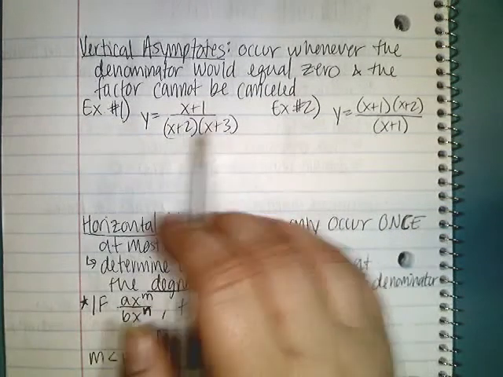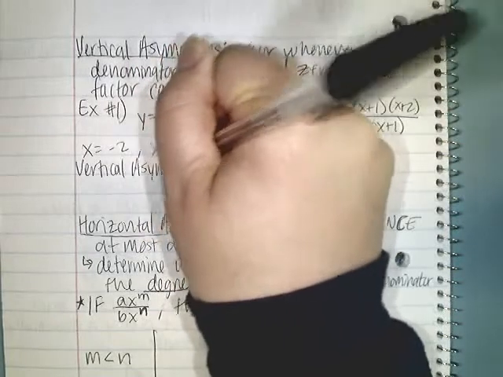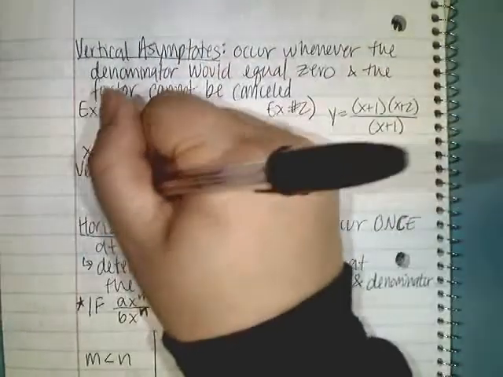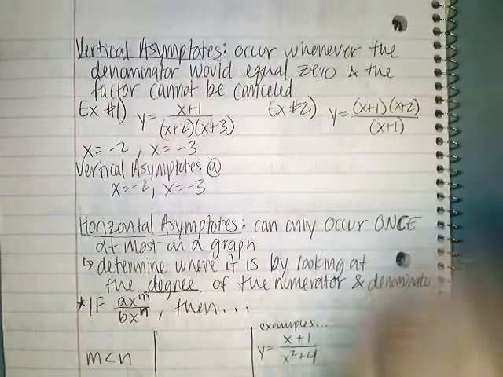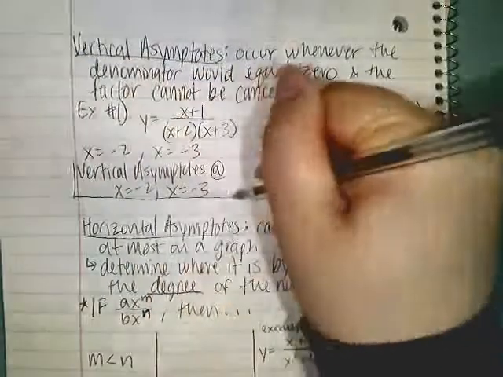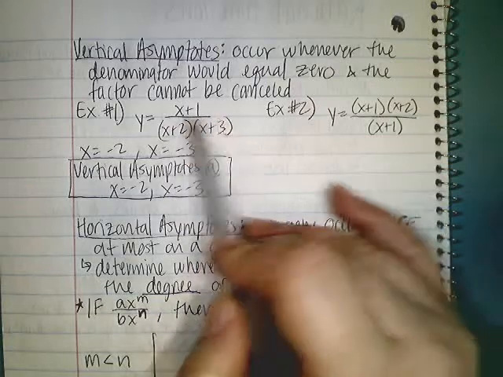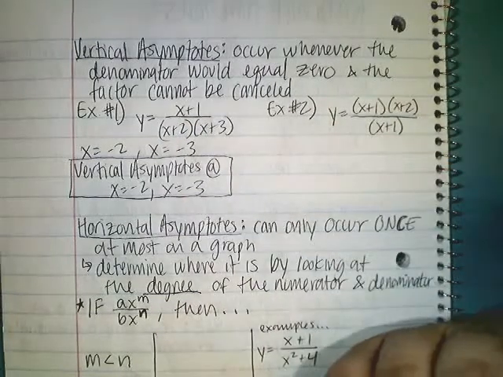So here in our first example, I know that if x was equal to -2, or if x was equal to -3, my denominator would be 0. So I have vertical asymptotes. I have 2 of them at x equals -2, x equals -3. Because those are the values that make my denominator 0, that's where I'm going to have my vertical asymptotes. So in a lot of the work for this lesson, you'll be practicing solving for when the denominator would be 0 to figure out your vertical asymptotes.